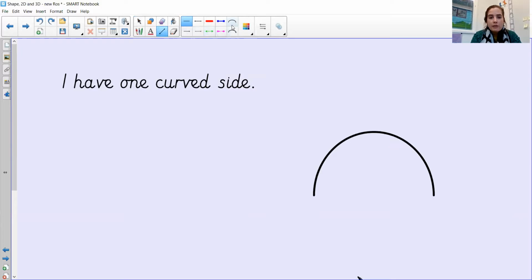Whilst you're doing that, I'm going to see if I can get a curved line up. And this one says, I have one curved side. Pause now and complete the shape. Well done. I have one curved side. Miss Dyer, well done. And it is a circle. Brilliant.